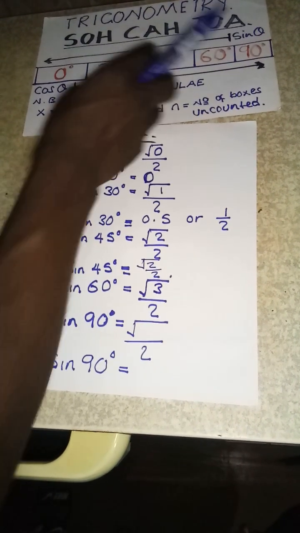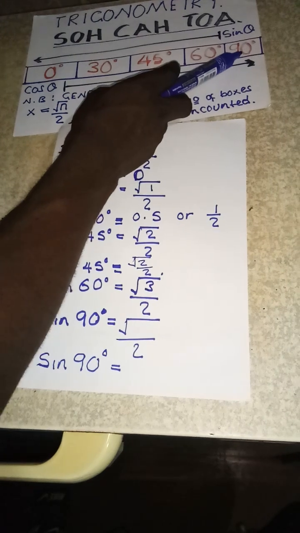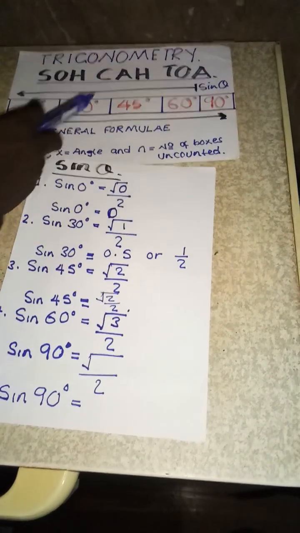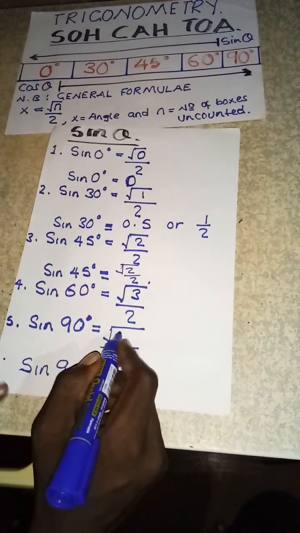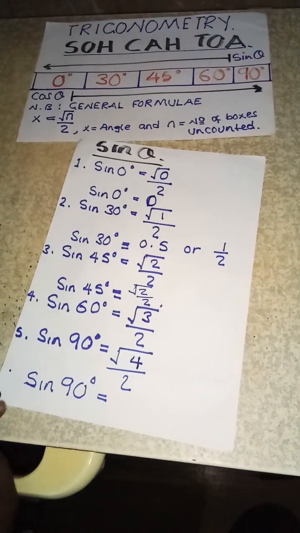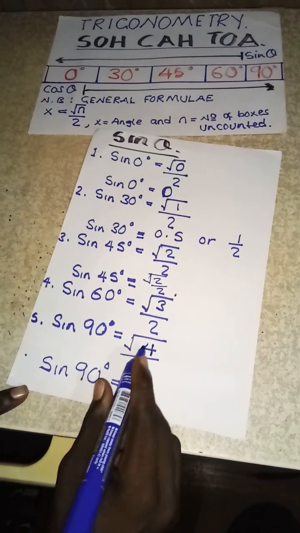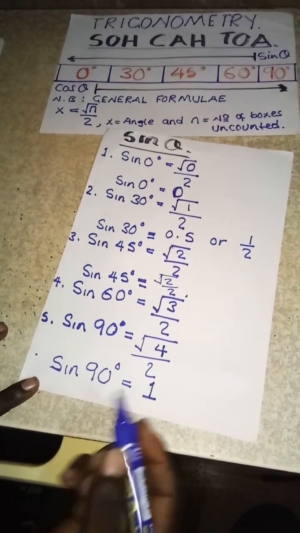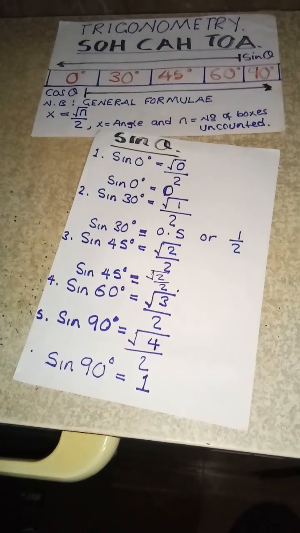So now, sine 90. Where is sine 90? Sine 90 is here. We have arrived at sine 90. How many boxes have been left uncounted? 1, 2, 3, 4. So we put 4 here. Now, what is the root of 4 over 2? And the answer is 1, right? So sine 90 equals 1. So we are done with the first section.